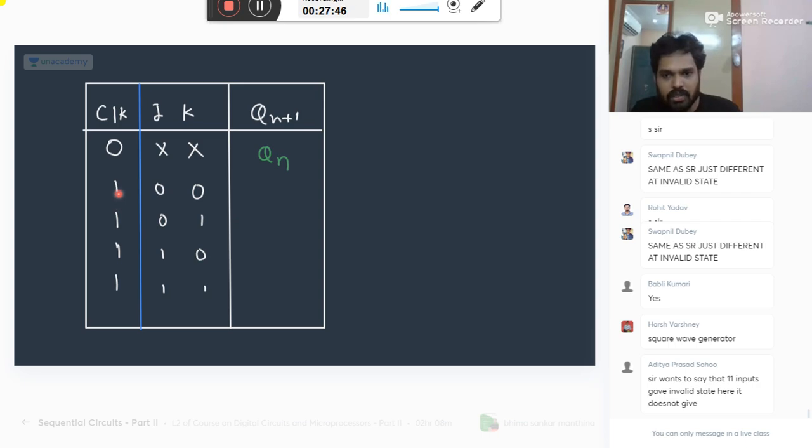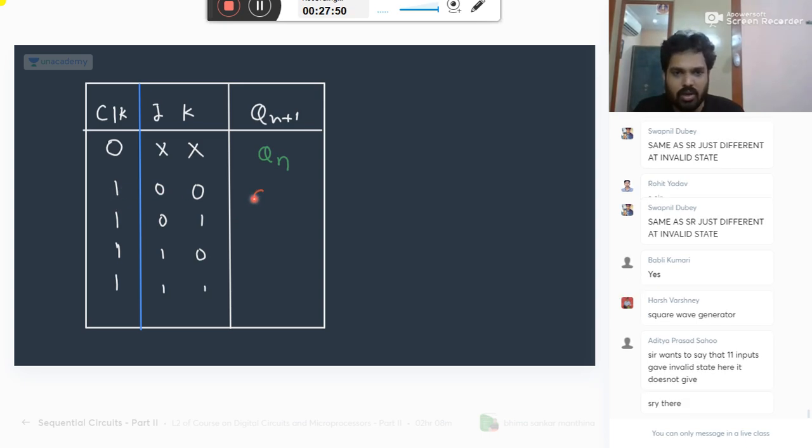Okay, so please listen here. When clock is applied, 0 0 is already done, no change, then set, reset. Up to this, it is same as SR flip flop. But extra is what? 1 1 is not invalid, it is previous bar. What is the name of it? Toggle.